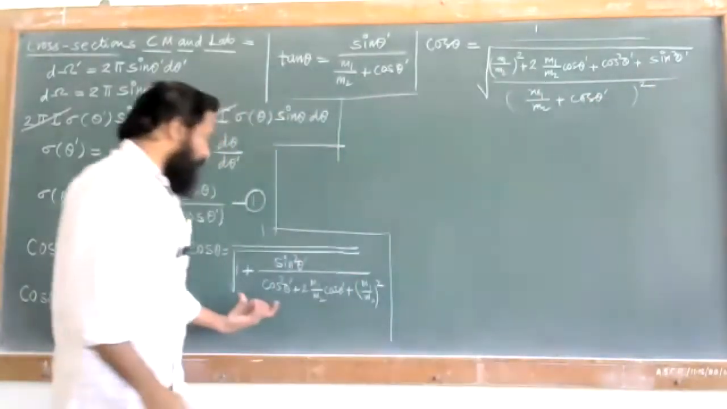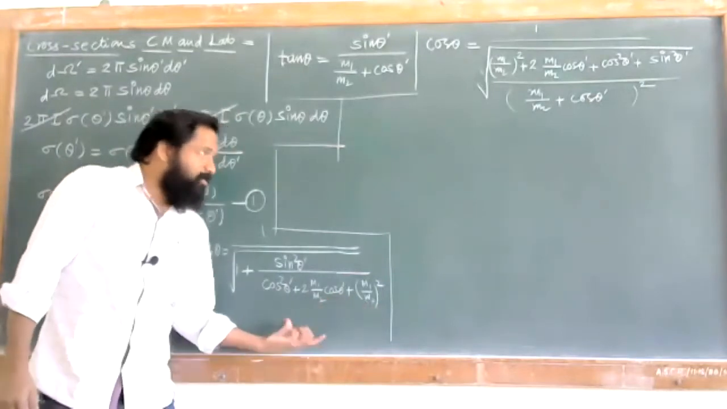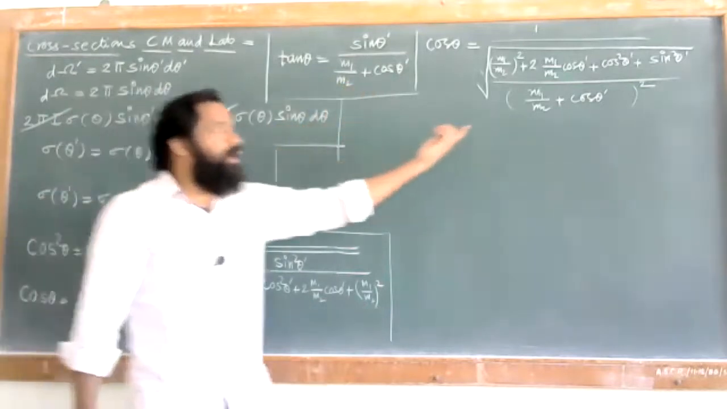What is this value? LCM. The LCM is cos square theta plus twice m1 m2 cos theta dash. What is this? This is nothing but the square of this term. So I can directly write it.